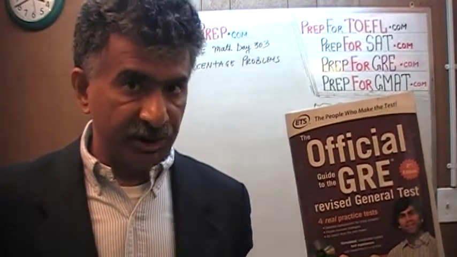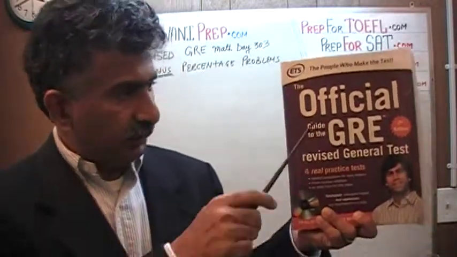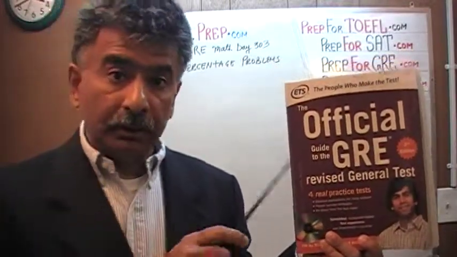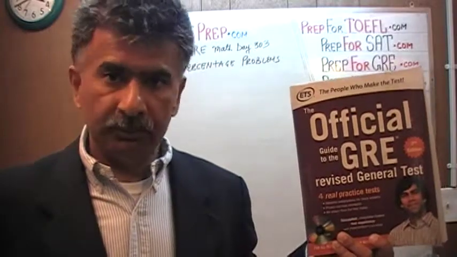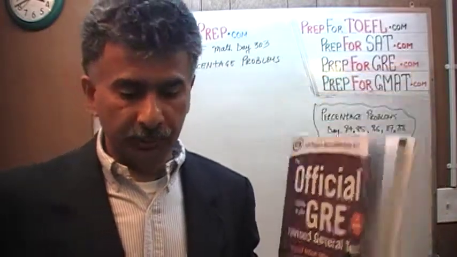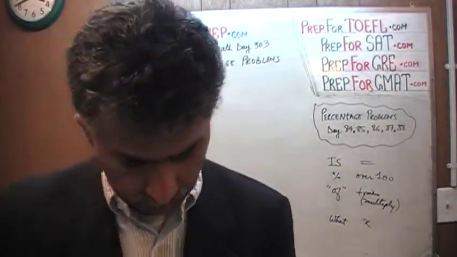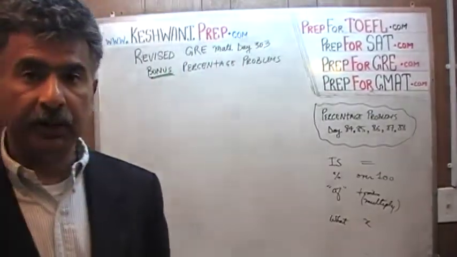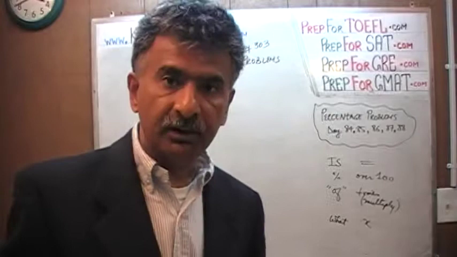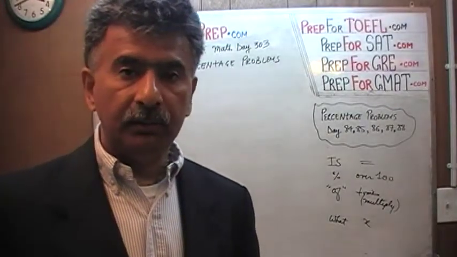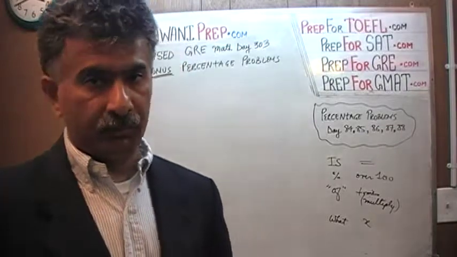We are here because we want to prepare for GRE. We have been solving GRE math problems out of this book here, the Official Guide to the Revised GRE, second edition. If you do not own this book already, purchase one immediately. You're going to need it. The problems that we are about to solve are the ones that you will not find on any page number. These are bonus percentage problems that we're going to do today that do not appear in the book.